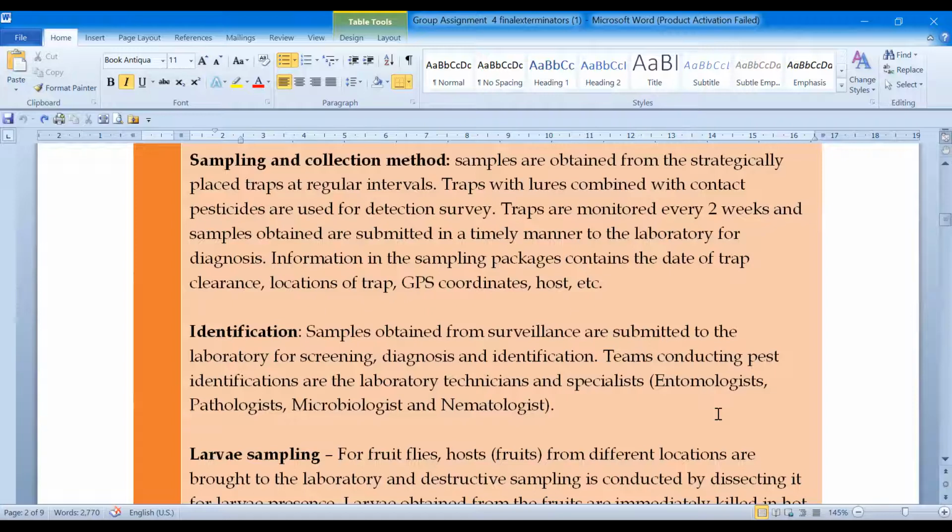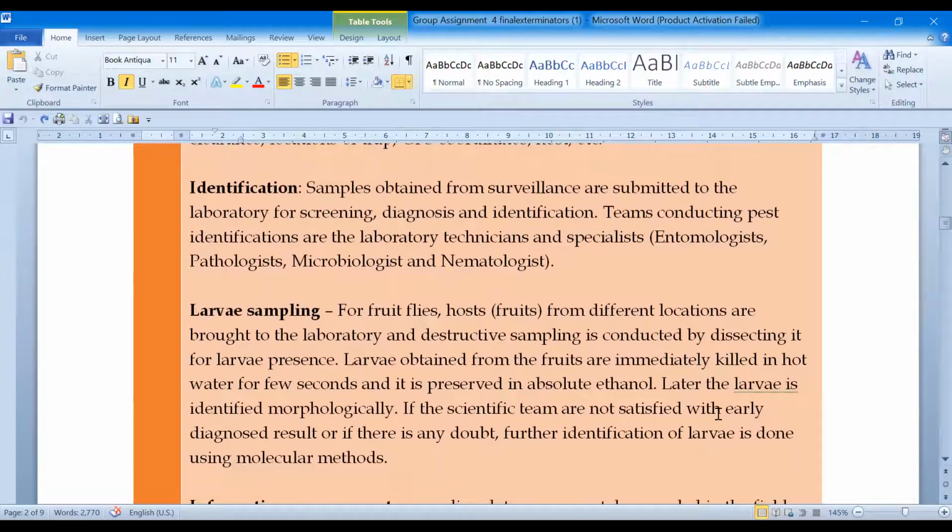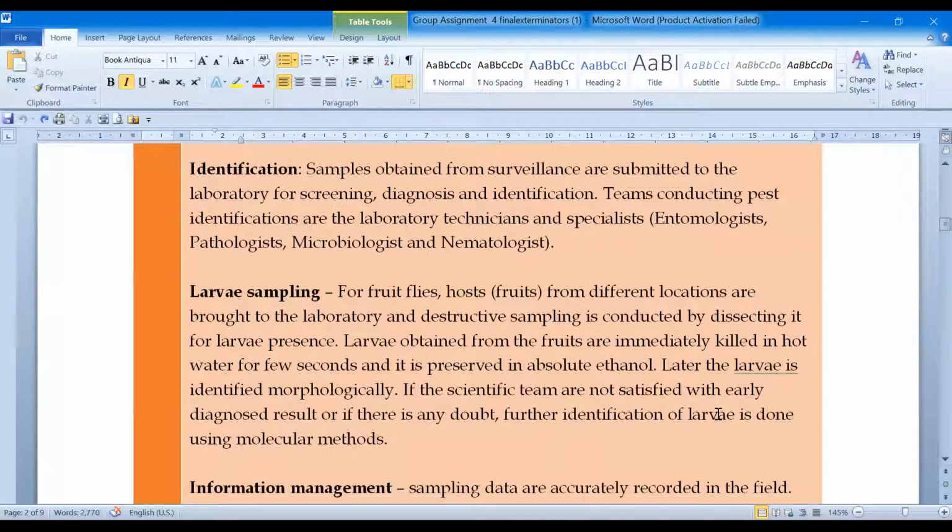And then identification. The samples obtained from the surveillance are submitted to the laboratory for screening, diagnosis, and identification. Teams conducting pest identifications are the laboratory technicians and specialists. So this is more like now converting the data that we have collected into information.